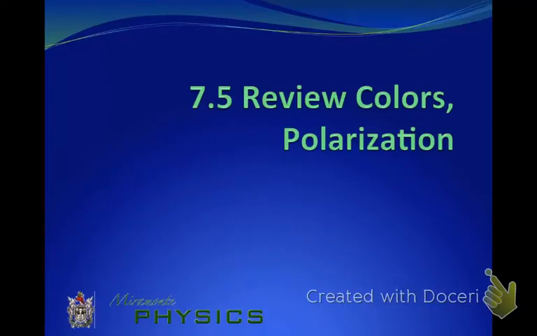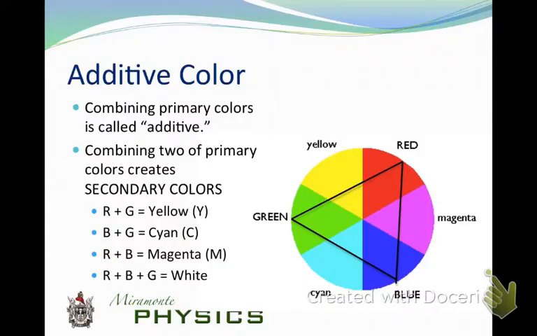Okay, so we're going to review colors for a little bit, so hopefully you can test your knowledge. Once again, we talked about the primary colors, red, green, and blue. We talked about the secondary colors, which are the combinations of the primaries, so red and green forms yellow, green and blue forms cyan, blue and red forms magenta. So those cyan, yellow, and magenta are your secondary colors.